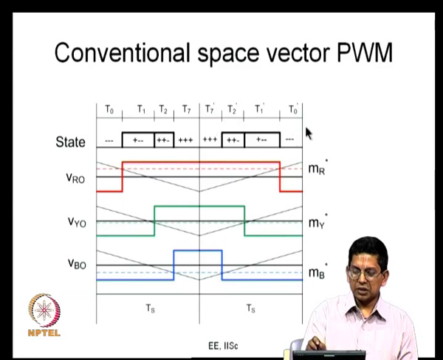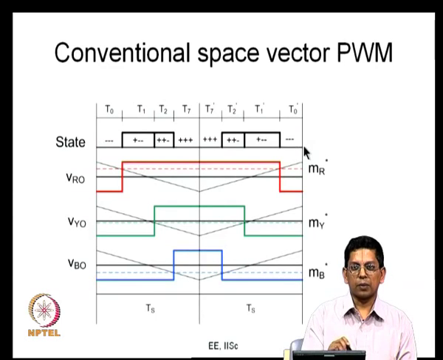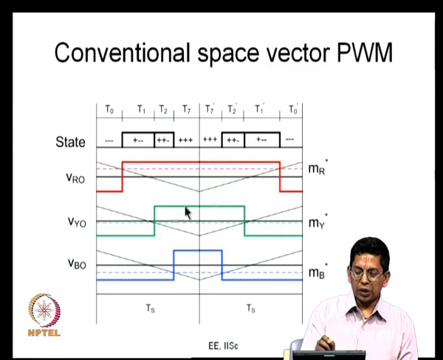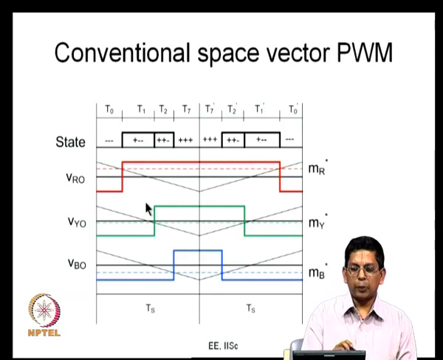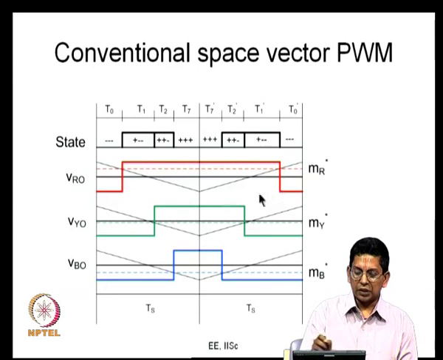In the next subcycle they are applied in the reverse sequence: 7, 2, 1 and 0. Plus plus plus is applied first, plus plus minus next, then plus minus minus, and then minus minus minus. So, the states are applied in the reverse sequence. These are the pole voltages as we saw, and we also saw the equivalents now. If that is the pole voltage, the dashed line indicates the average pole voltage.